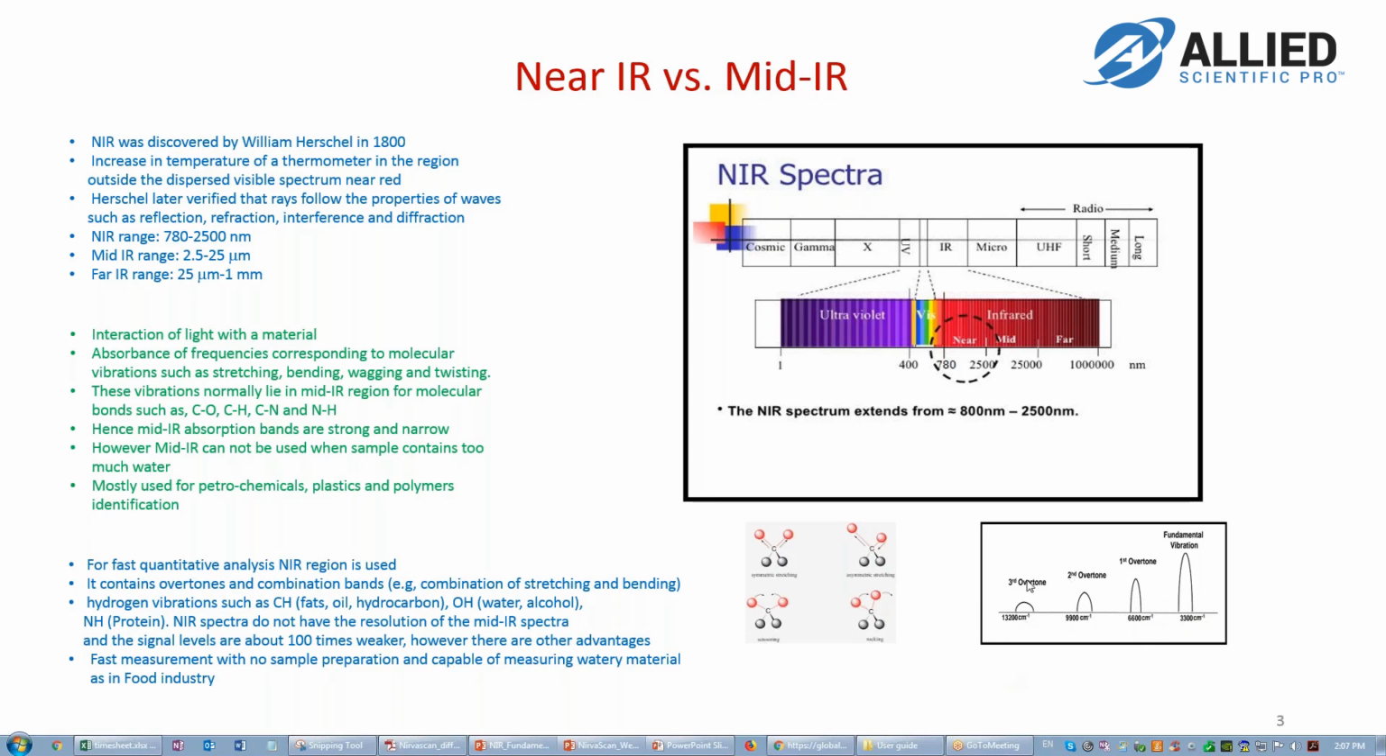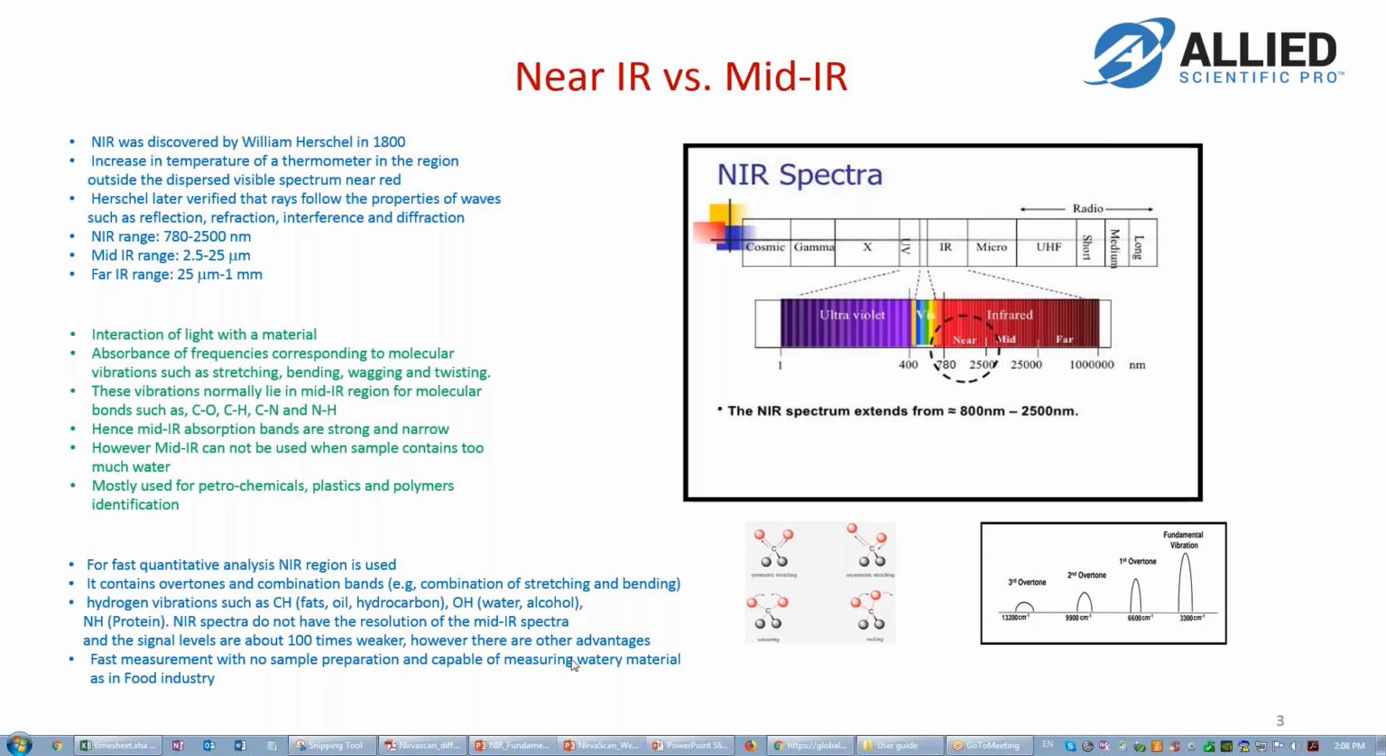And these overtones, which are about 100 times weaker in signal strength, lie in the near IR region. You can also get a combination band, which combines an overtone from one vibration with an overtone from another vibration from another bond. So the signals are more complicated, and the strength of the signal is less.